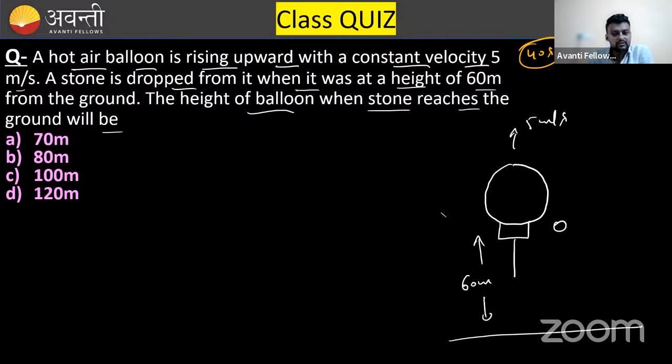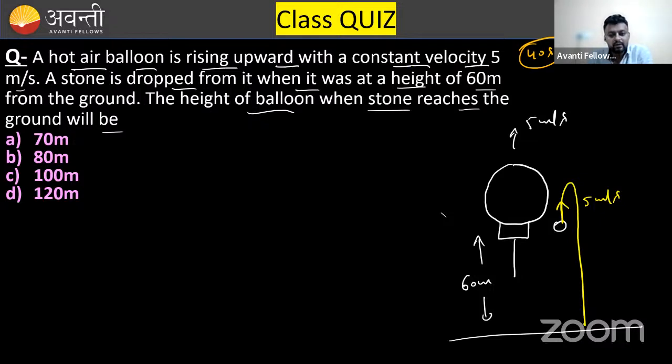Waiting for your responses. Its initial velocity will be 5 meter per second in the upward direction. Is it clear? So what kind of motion will it follow? It will move upward and ultimately reach the ground. Option D. Bhavnagar is saying option D.